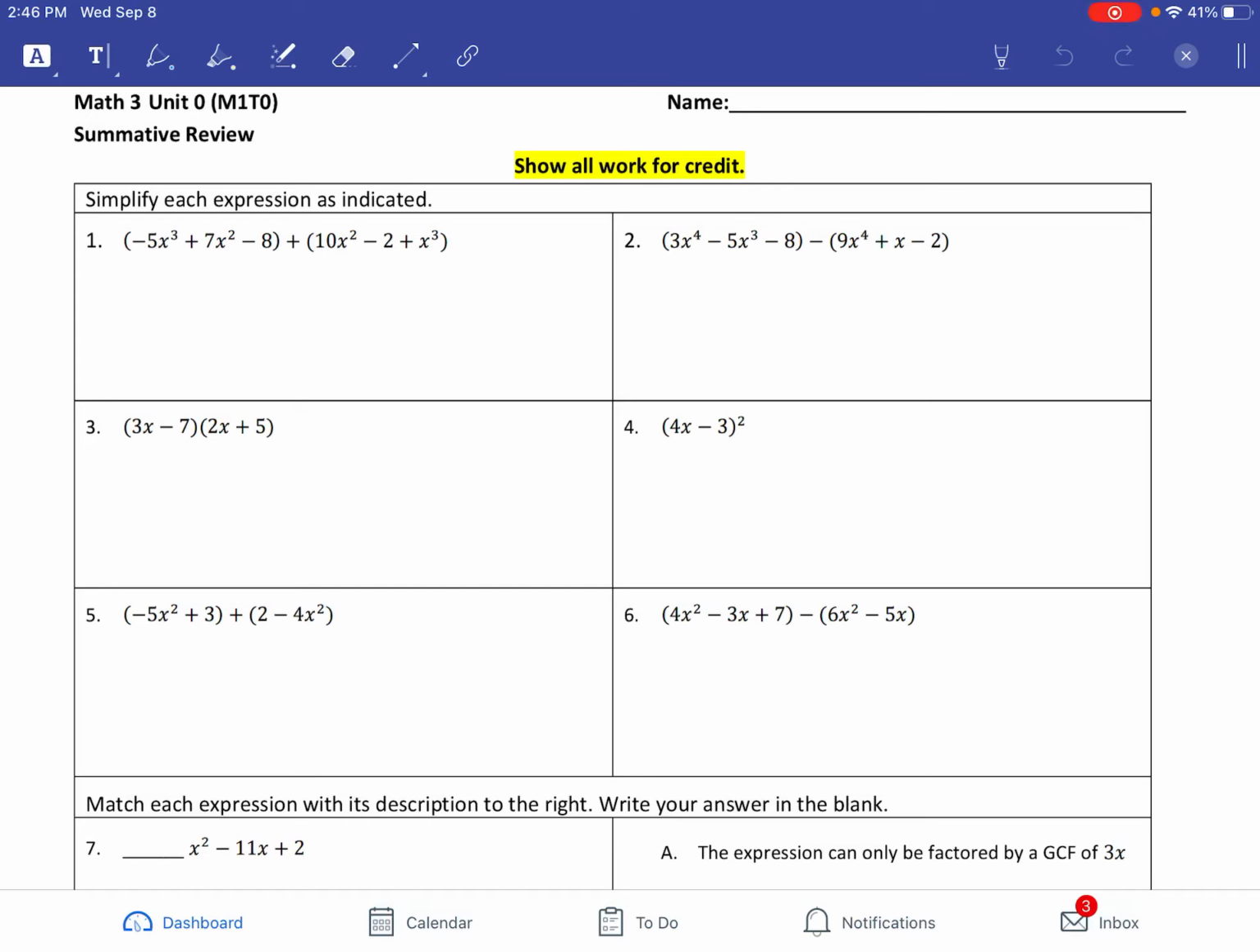So this is the review video for Unit 0 in Math 3. We're going to go through every single question and explain how to do one as we go through.